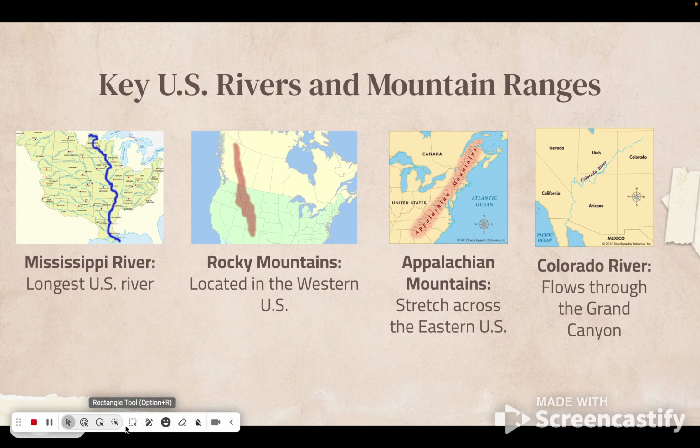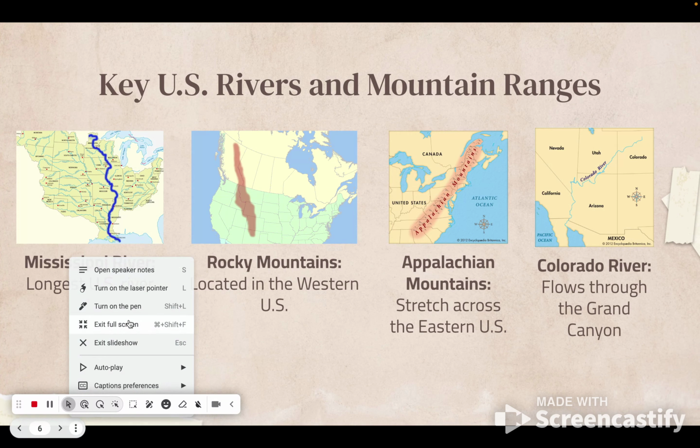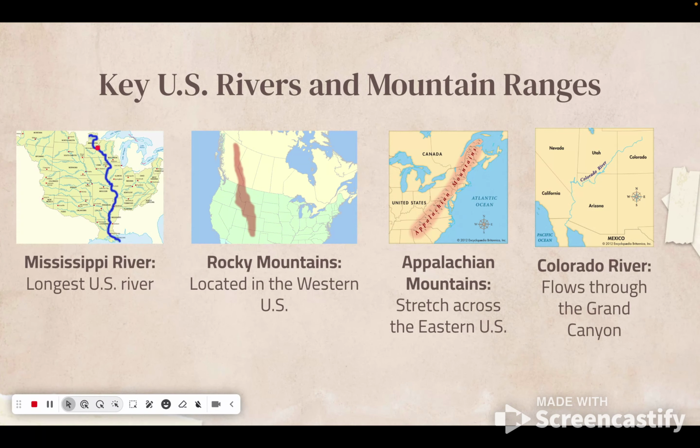So, some key U.S. rivers and mountain ranges include the Mississippi River, which, if I use my laser pointer, you can see how long the Mississippi River is. It flows basically from the top of the U.S. to the bottom of the U.S. It is also the longest U.S. river. The Rocky Mountains are located in the western U.S., which you can see right here. It even goes up through Canada a little bit. The Appalachian Mountains stretch across the eastern U.S., which starts above Maine, touches its way down into Georgia, and the Colorado River flows through the Grand Canyon.